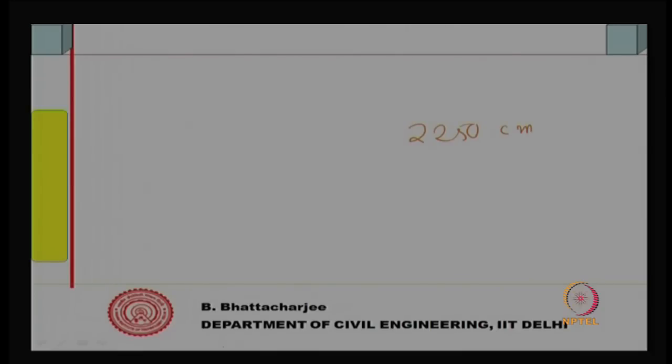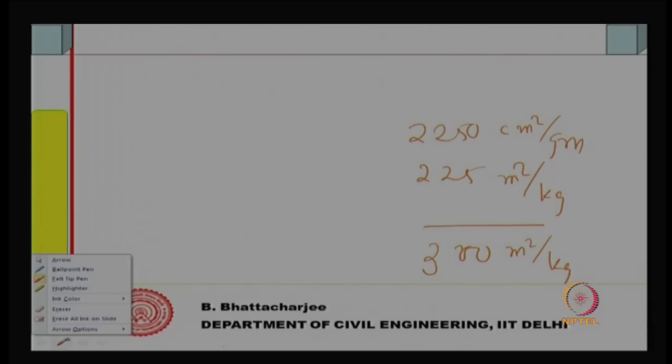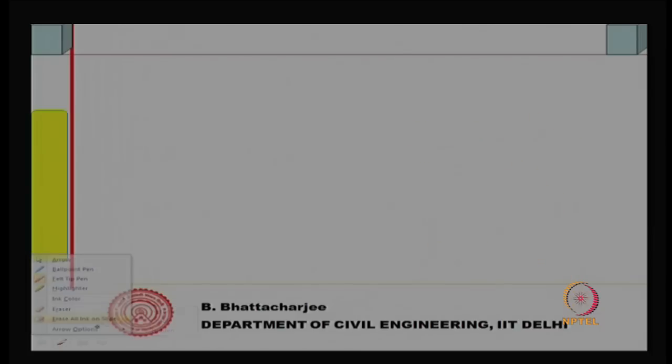Minimum specified for ordinary Portland cement is 225 meter square per kg, right. Most of the cements will have something close to 300 meter square per kg. So, most of the cements will have these values. We will come to this sometime later on.